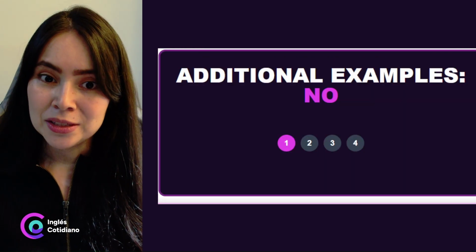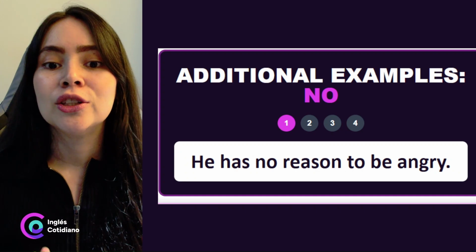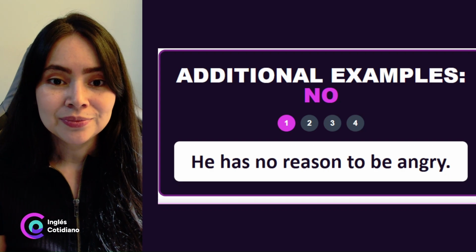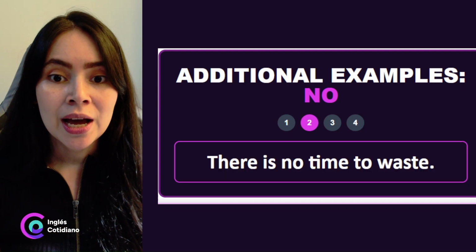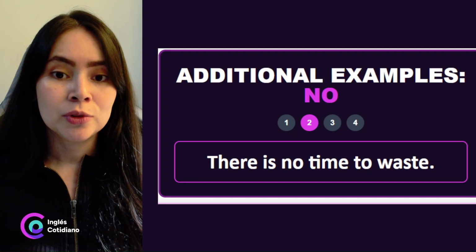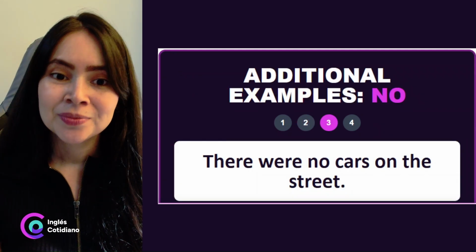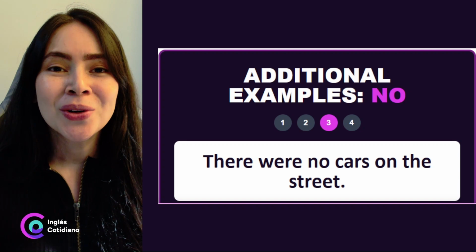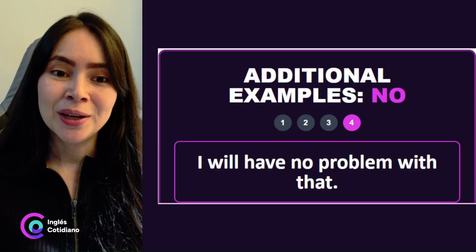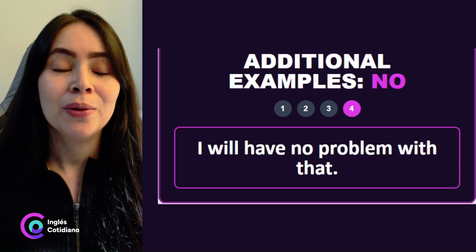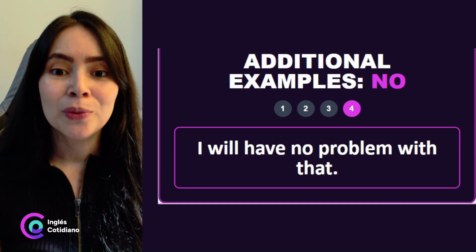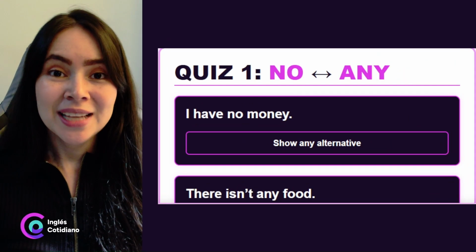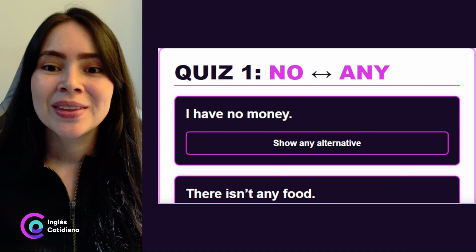Let's see some more examples to get this better. Number 1, he has no reason to be angry. Number 2, there is no time to waste. Number 3, there were no cars on the street. And number 4, I will have no problem with that. She has no time for me. She has no friends.